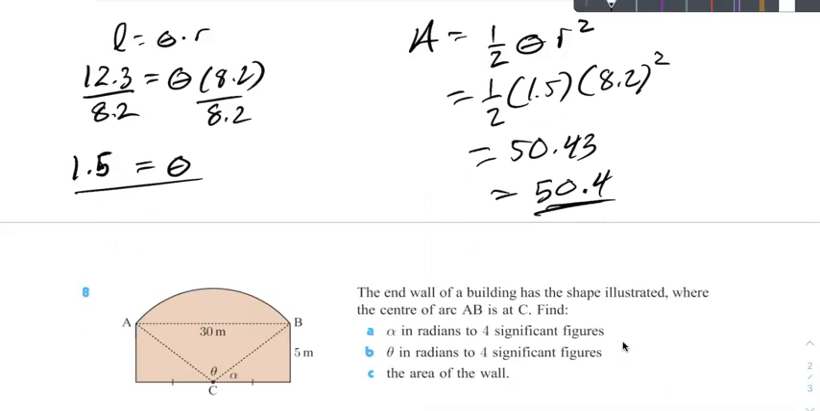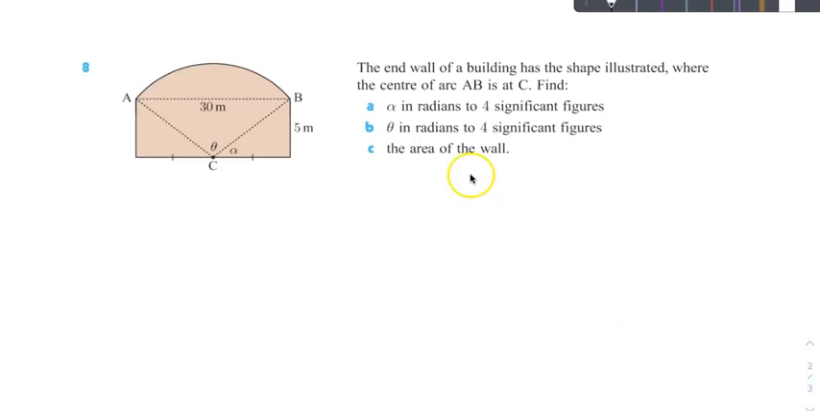Let's do a couple of examples, since I'm here. The end of a wall of a building has the shape illustrated. The center of the arc AB is at C. So here's the center of the arc, that's my C. Find alpha in radians to 4 sig figs. So we want to find what alpha is.